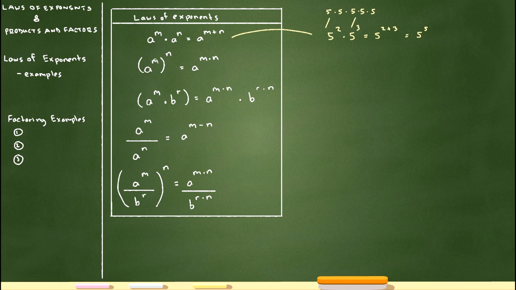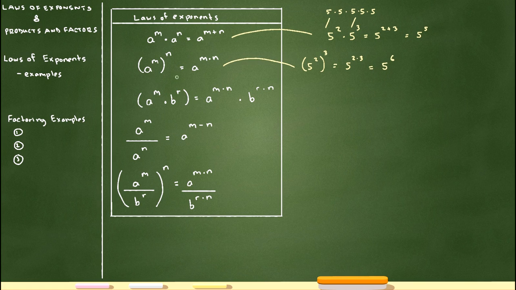Now the next law is the power of a power rule. So we have a to the m, and all of that is raised to the nth power. And we see that this is going to result in an answer of a to the m times n. So let's take a look at an example of why this is true. If we take something like 5 squared, of course we know what that is, that's 25, right? And let's say we cube that. This is equal to, according to the power to a power rule, 5 to the 2 times 3, which is equal to 5 to the 6.